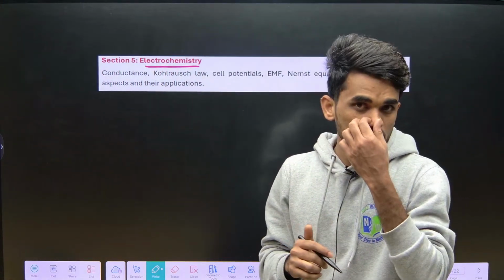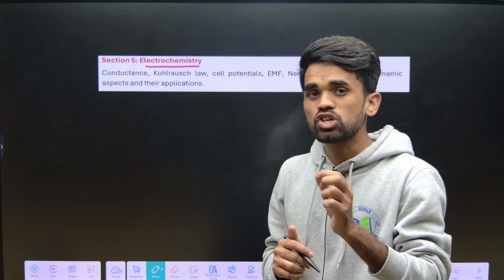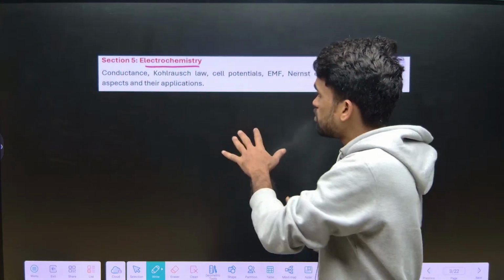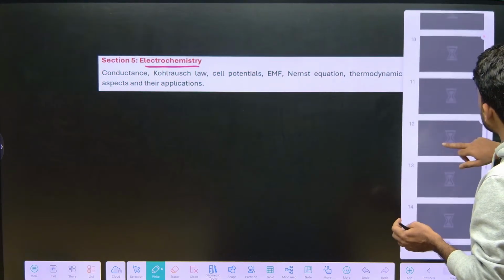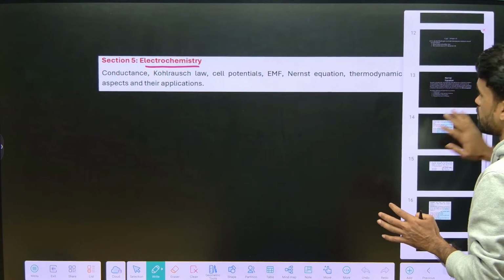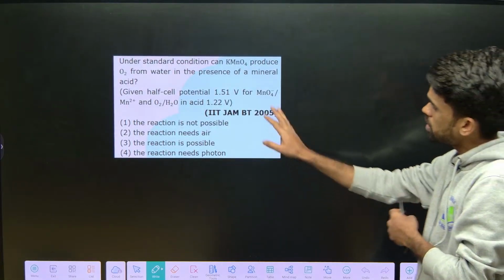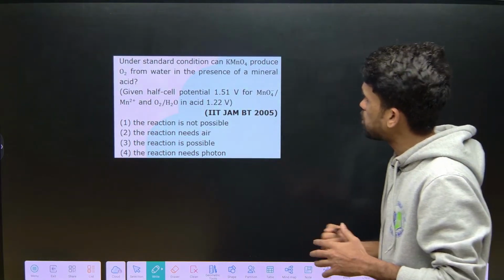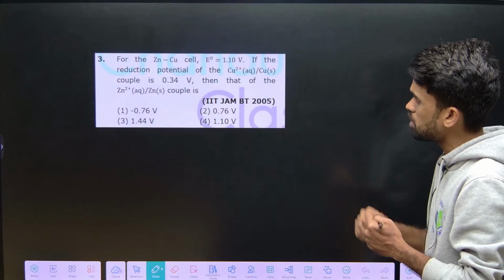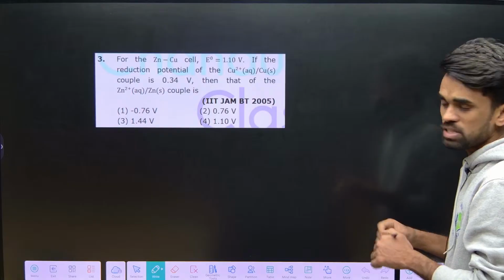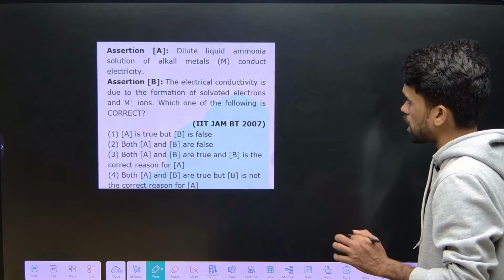Now I will be showing the questions of IIT JAM BT from this chapter from previous year papers, so that you will get some clarity, then we will start our discussion. Look at this question, they are asking about standard potential, or whether this reaction is possible or not. Here they are asking about the standard potential of this cell. I will tell you how you can do all these questions.